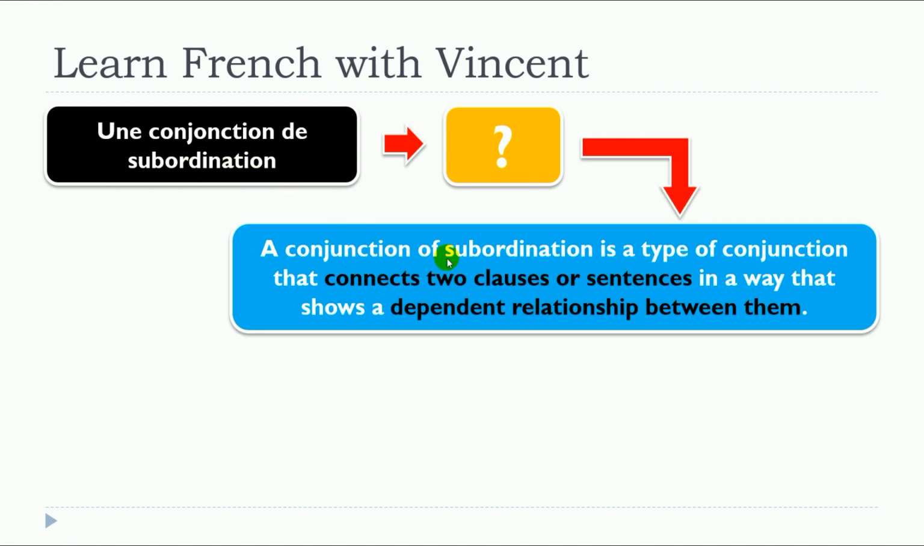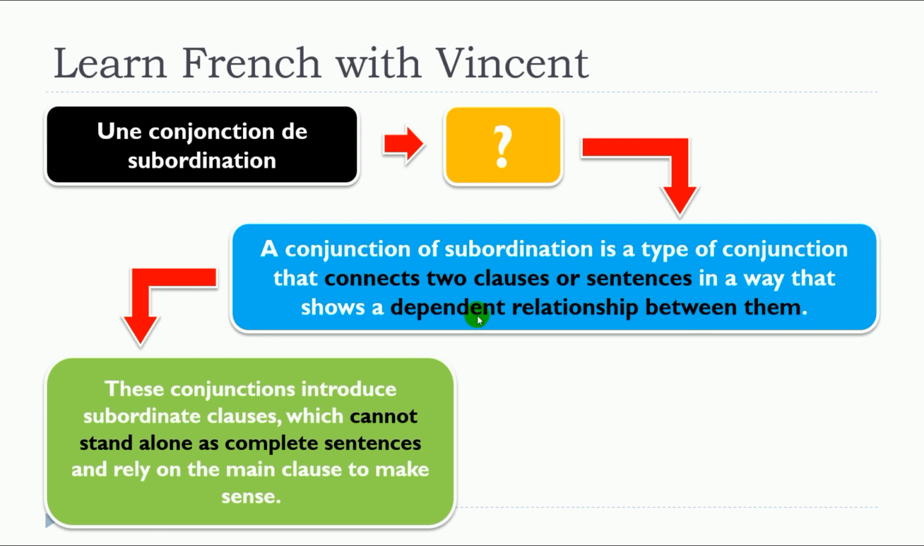A conjunction of subordination is a type of conjunction that connects two clauses or sentences in a way that shows a dependent relationship between them. This is really, really important, this concept of dependent relationship between them. So these conjunctions introduce subordinate clauses which cannot stand alone as complete sentences.